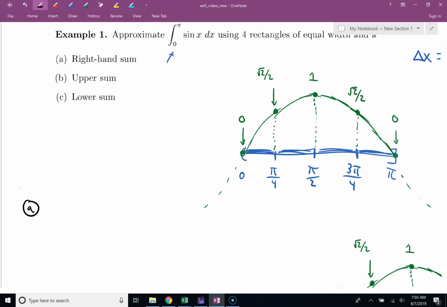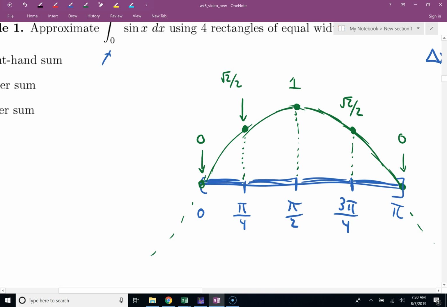For the right-hand sum, we're choosing the right-hand endpoints of each one of these pieces to represent the height of these rectangles. So for my first piece right here, I'm going to be choosing the right-hand endpoint. This point right here is going to be the height of my rectangle. I can draw really quick what my rectangle looks like using a right-hand sum. For my second interval, again I'm choosing the right-hand point. So this is going to be the point 1, and that's going to be the height of my rectangle, and I can fill in the rest of my rectangle so it looks something like this.